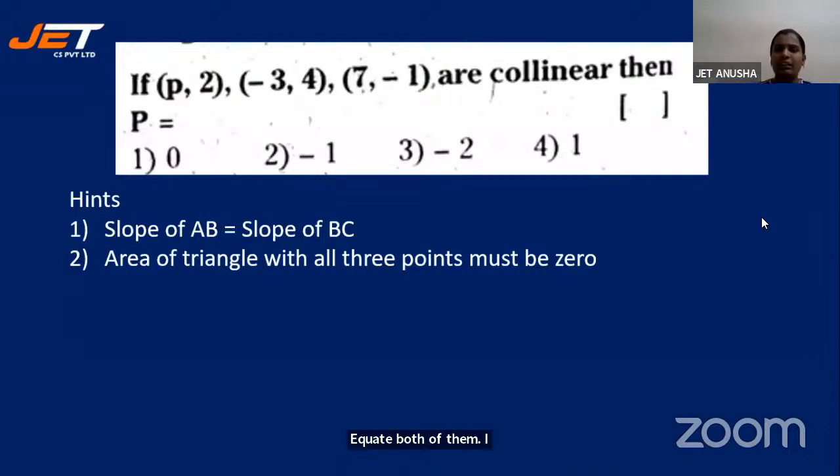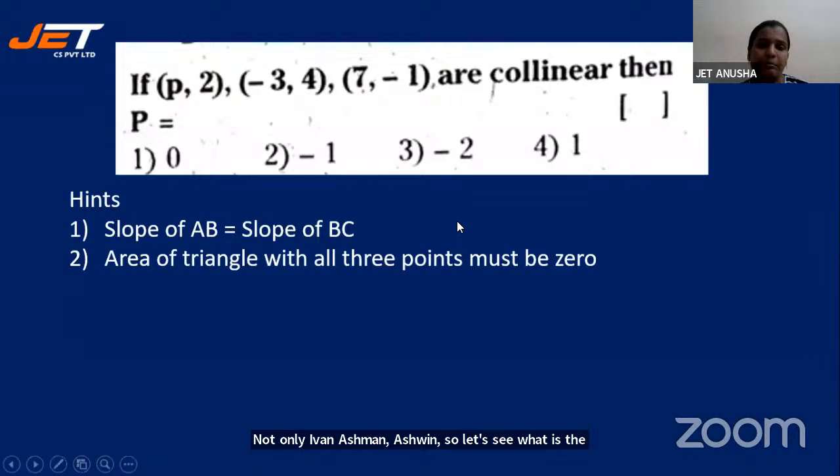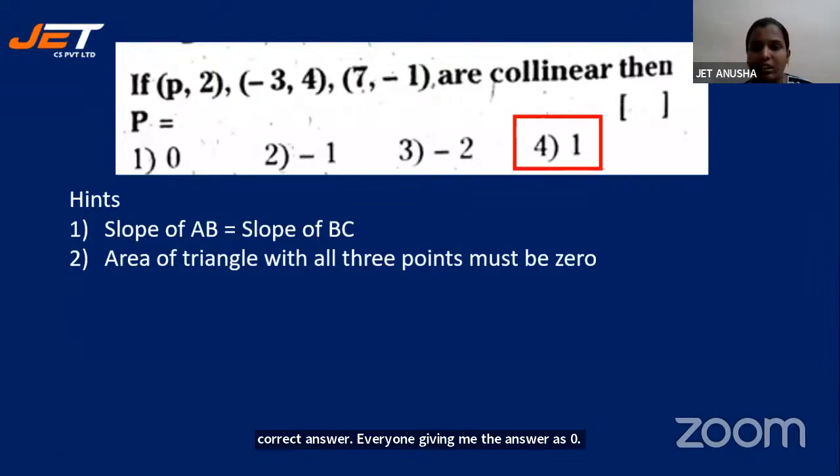Akhil 1, Amulya 1, Varsha 1, Taruni 1, Avinash 1, Ashwin 1. So let's see what is the correct answer. Everyone giving me the answer as 0. The answer is the fourth option, 1. Some gave me the correct answer.